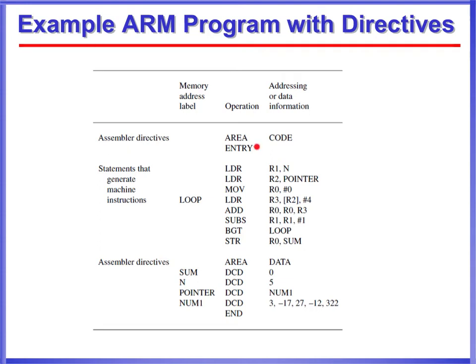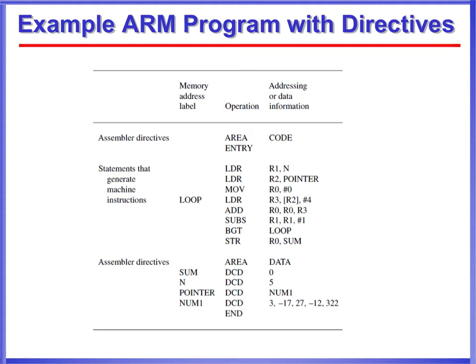Entry just says, okay, the next thing to come is the start of my program. So the next thing to come is here. End says this is the end of my program. That's all there is to it. Nothing really crazy here. The assembler has to know where it starts, it has to know where it ends. And then we've got the same kind of thing as we saw in the previous case, but we use different keywords in the ARM for these directives.